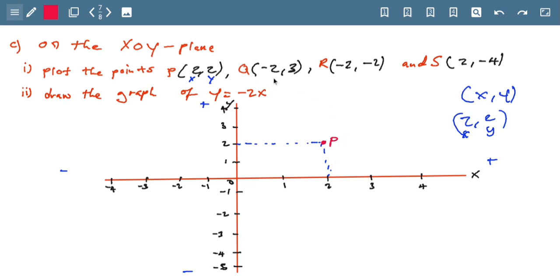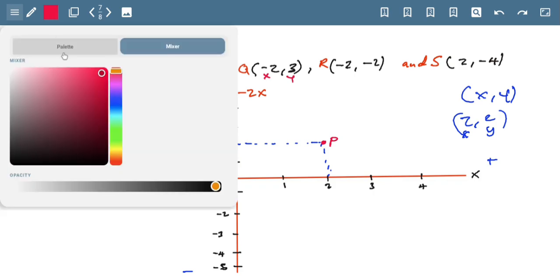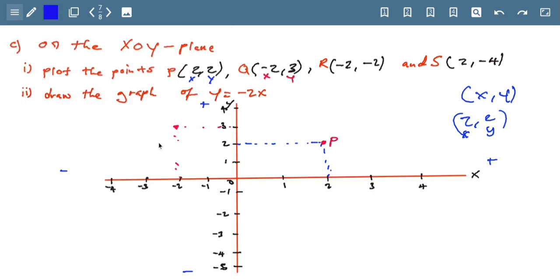For the second one, this is x, this is y. So x is negative, so it has to be somewhere here, which is negative 2, this one. And y is positive 3. So if I draw the dotted lines, I'm going to find that these two are going to meet at this point here. And what is this? It is Q. So I can say my Q is here, and this is the point.